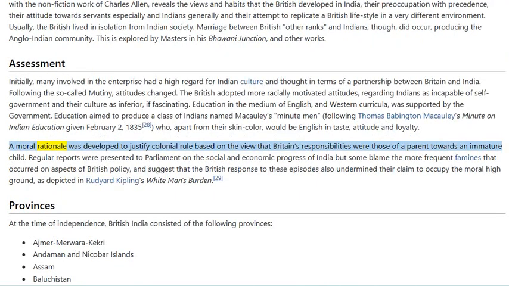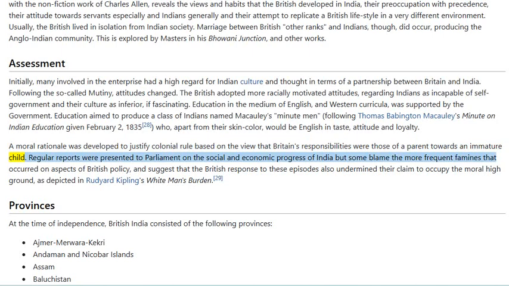A moral rationale was developed to justify colonial rule based on the view that Britain's responsibilities were those of a parent towards an immature child. Regular reports were presented to Parliament on the social and economic progress of India, but some blame the more frequent famines that occurred on aspects of British policy, and suggest that the British response to these episodes also undermined their claim to occupy the moral high ground, as depicted in Rudyard Kipling's White Man's Burden.